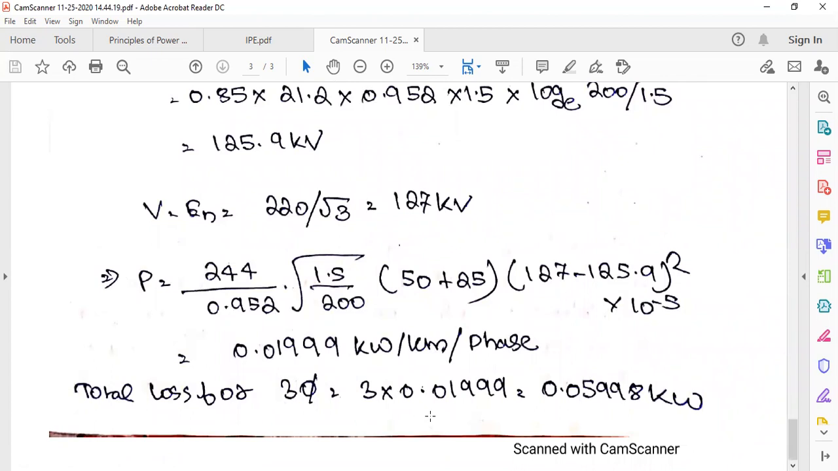Club this with the theory which I have taught you regarding corona discharge. What is corona discharge? What is the loss happening? And these are the mathematical equations and problems.